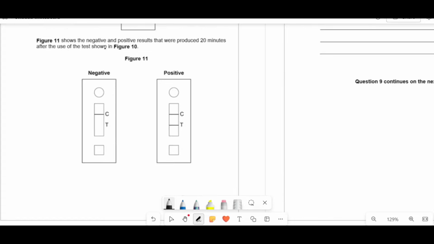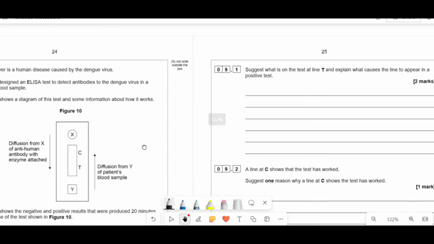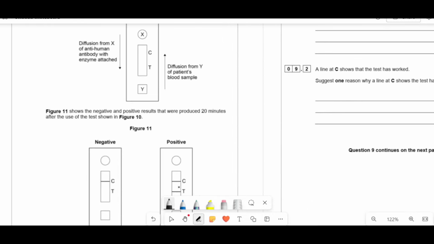Now, figure 11 shows the negative and positive results that were produced 20 minutes after use. So we have the C line, and then we have a T line. It's negative if it's only C, and it's positive if you have C and T. It says, describe what's on the line at T and explain what causes this line to be positive. So remember that at T, some mysterious thing is happening that's causing it to change.